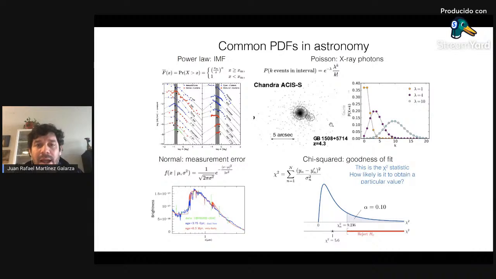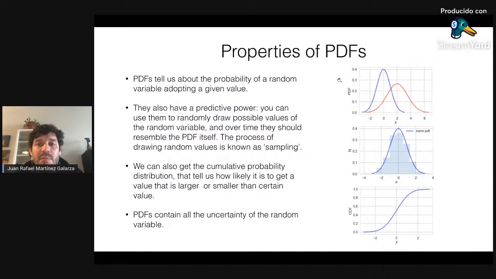And in particular, I will be focusing today on Poisson statistics, because those are the ones that you want to deal with when you want to measure X-ray photons. So there's a number of properties and facts about probability distribution functions. Basically, the most important thing really is actually the last one that I wrote here. A probability distribution function gives you the full information about the uncertainty you have on a quantity.